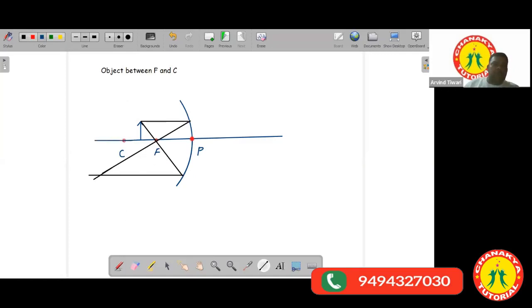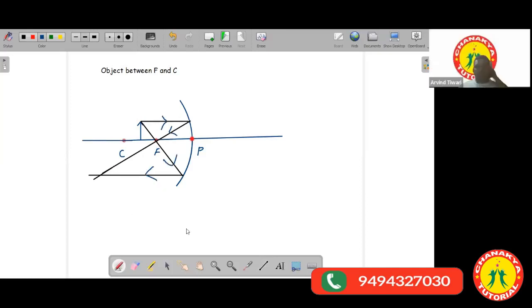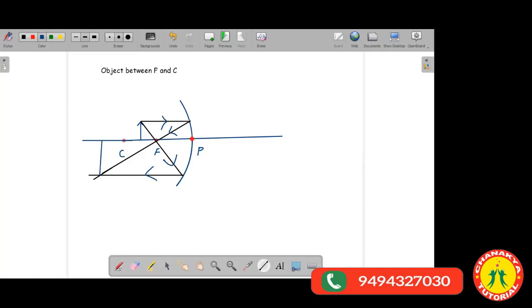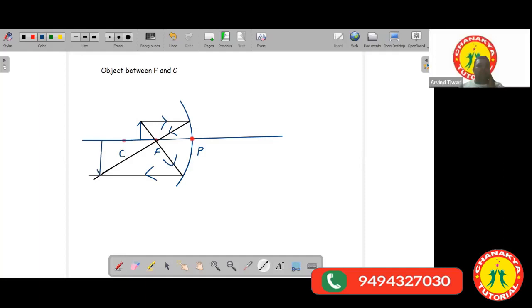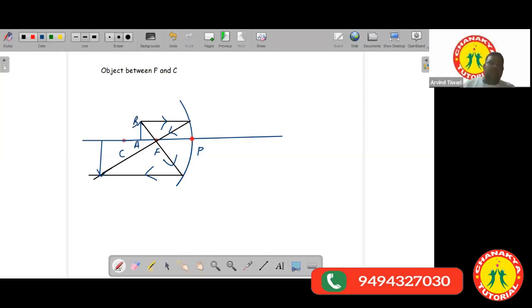Do the two light rays meet each other? Yes, sir. So what type of image is formed, real or virtual? Sir, real and inverted. Real. Okay, so again you have a real and inverted image. If you draw it, it will be beyond C. This is your AB. This is your A dash, B dash.